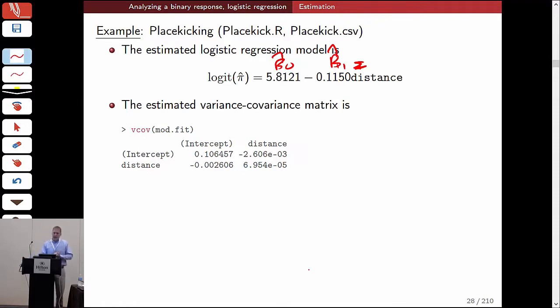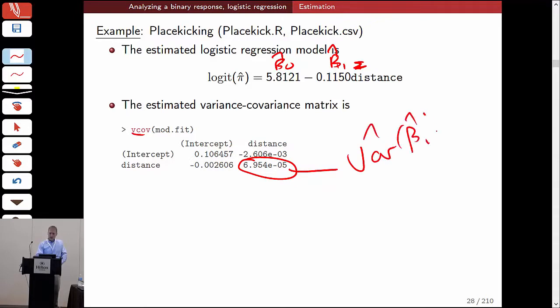Okay, so the estimated variance-covariance matrix, if you wanted to see that whole thing, you can use the function called vcov in R with your mod.fit, and it does the calculation for the whole matrix. So the 6.954 times 10 to the negative fifth is your estimated variance of beta hat 1.